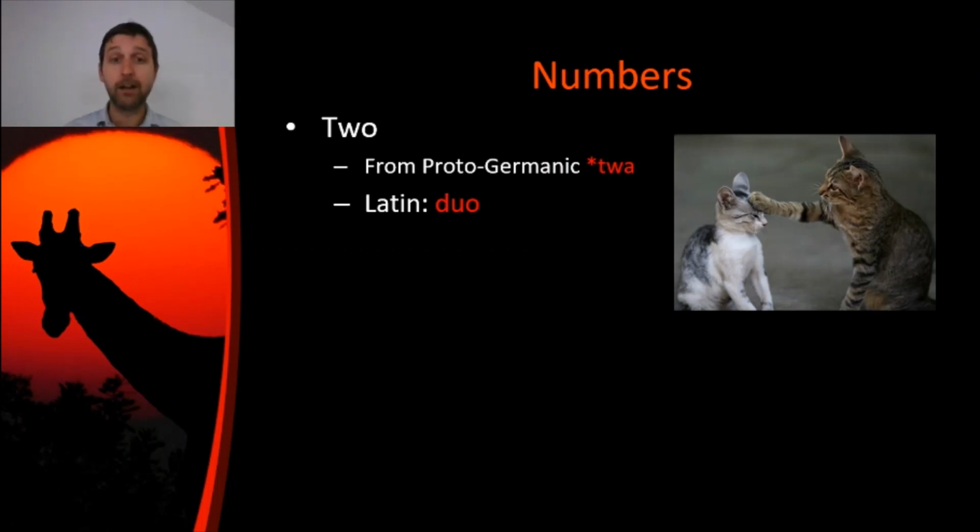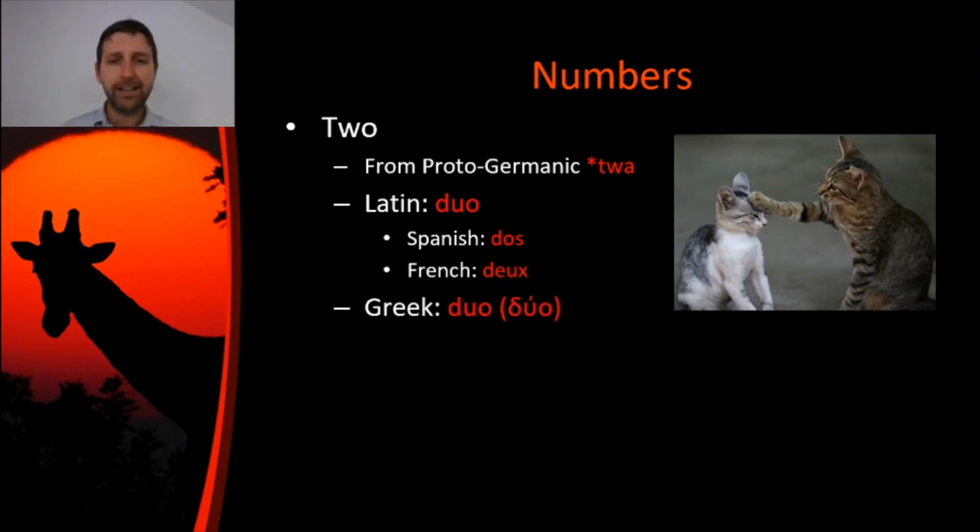A D right there. Not only that, but there's a W sound right after it. They spell it with a U and not a W, but duo, duo, very similar to Proto-Germanic twai. Of course, Spanish and French have both added a plural-looking S to it that was not originally there, but obviously still the same word. If we look at Greek, it's duo.